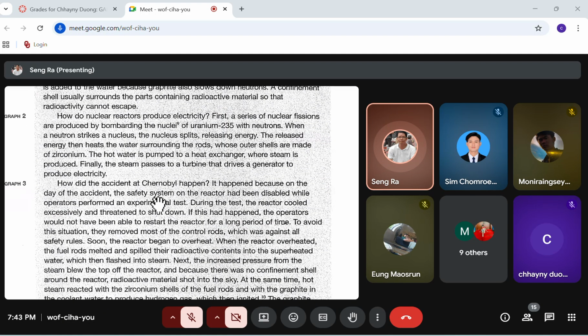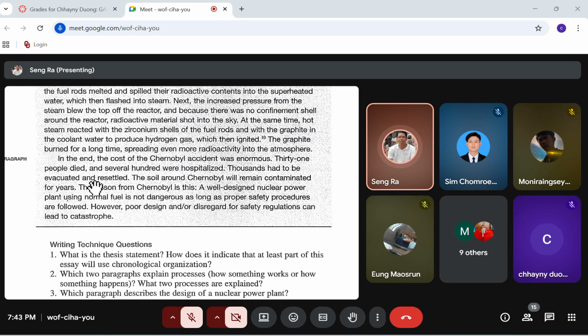The last body paragraph is about how the accident at Chernobyl happened in Ukraine. What happened in Ukraine? This nuclear disaster we call Chernobyl. Chernobyl is a nuclear plant in the northwest of Ukraine, northwest of Kiev, the capital city of Ukraine. And this is the conclusion.